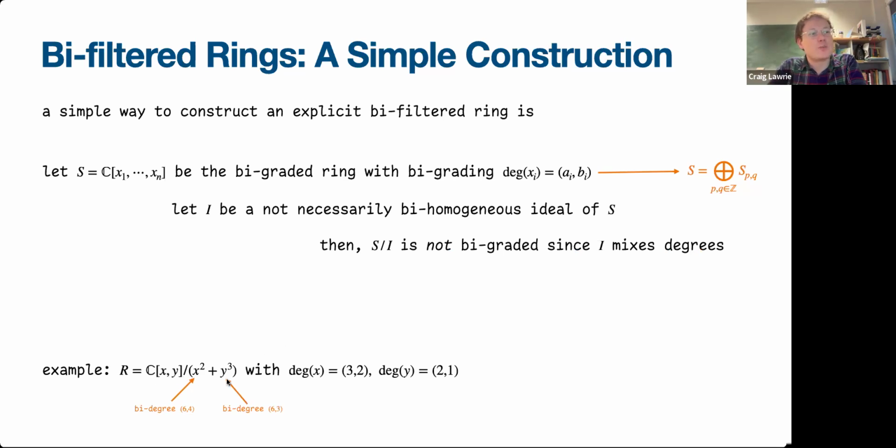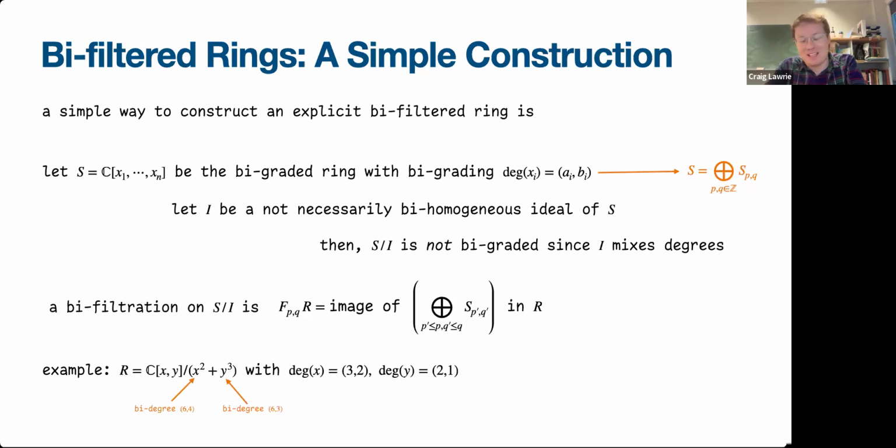I take again the ring in two variables, x squared plus y cubed, with these degrees. You see that the term x squared has bidegree 6, 4, and the term y cubed has bidegree 6, 3. So, for example, if you look at such a decomposition, the element x squared would be inside of S_{6,4}, and the element y cubed would be inside of S_{6,3}. And so the relation does not keep you within the graded piece, and so this destroys the bigrading. Okay, I told you that such a thing is bifiltered instead of bigraded.